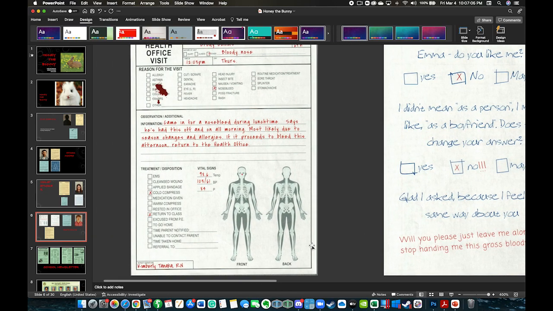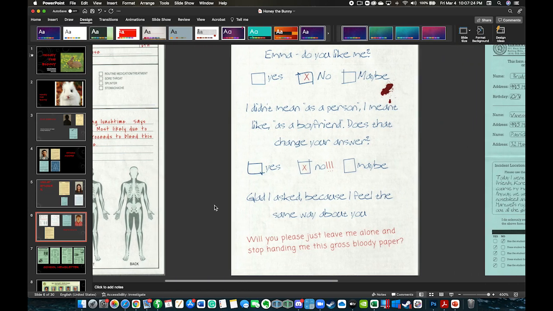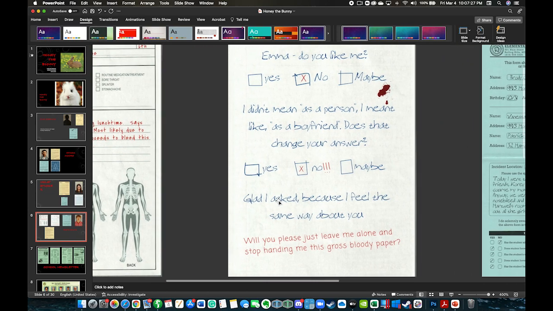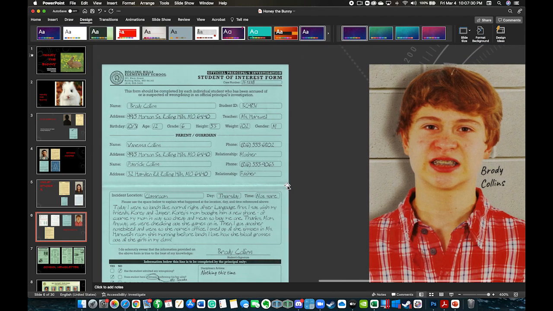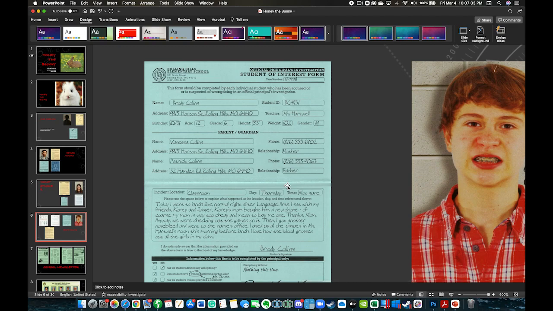So he does have... he came in for a nosebleed during lunchtime, on and off all morning, most likely due to season changes and allergies. So he's been there all morning. He wrote a "Do you like me" note. Let me check. I'll read this paper here. My only guess would have to be Violet.